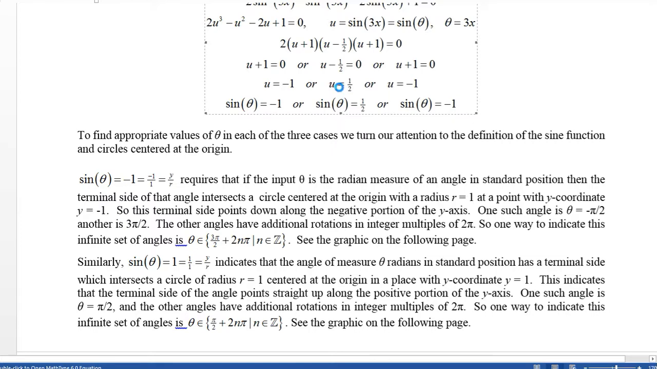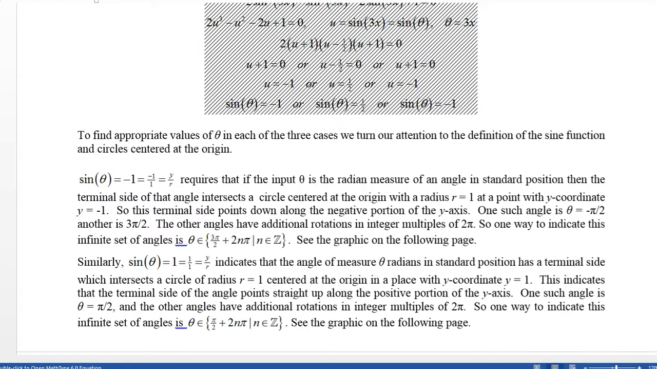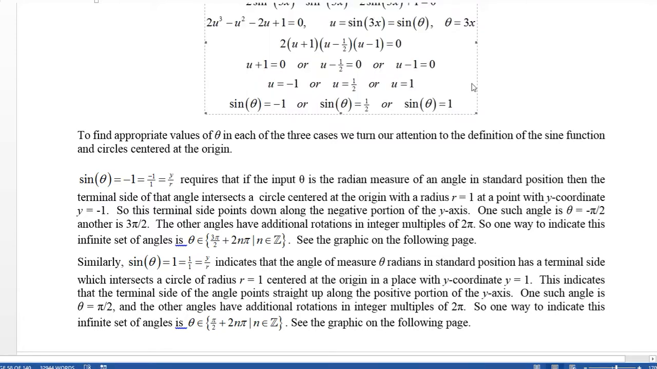There's some typos there. Let's see if I can fix that. Okay, there we go. Now I fixed it. One of these is supposed to be u plus 1. One is u minus 1. The u minus 1 gives us u is positive 1. Sine theta is 1. So this last part is the second part I did here. First part I did here is the first part. Now we still got to take care of this middle part.